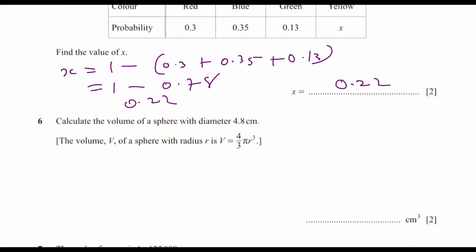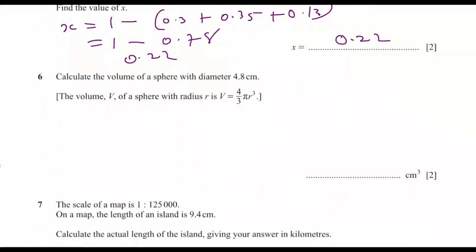Question 6. Calculate the volume of a sphere with diameter 4.8 centimeters. The volume V of a sphere with radius R is given as this. So to get the volume, we need to get the value of R, which is the radius, and that is 4.8 divided by 2. So the radius is 2.4 centimeters. And of course, we know that pi is a constant. Let's take it to be 3.14.